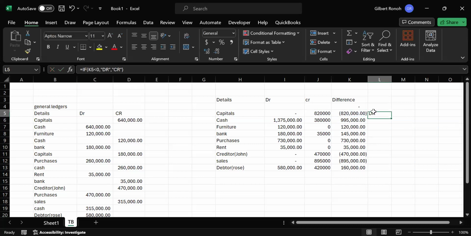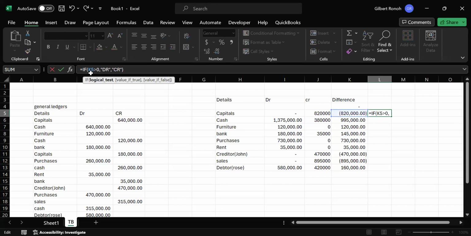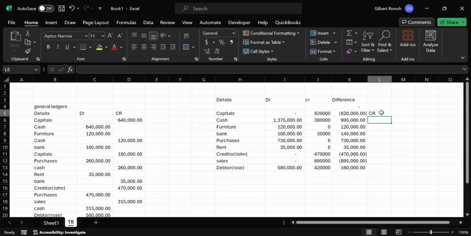So is this more than this now? We should put more than, less than, and put the less than here. So if this one is less than 0, then it is a credit. So it is a credit balance. This is what we call the balance, the balancing figure.